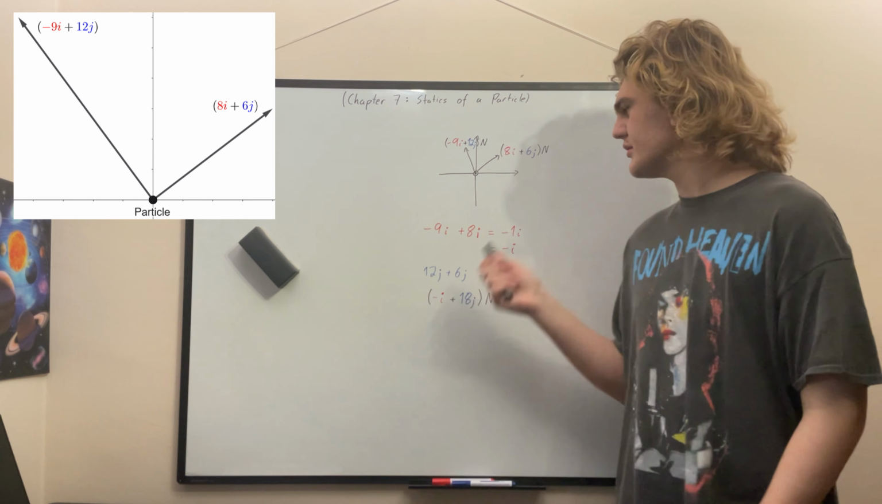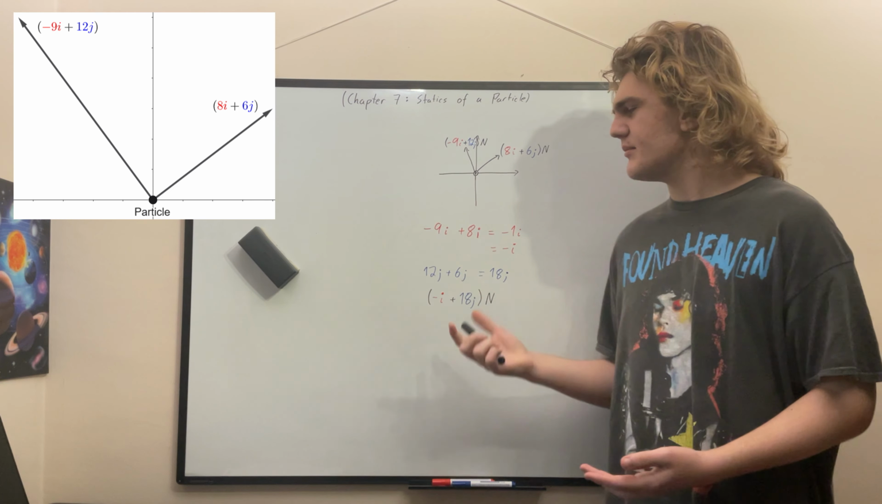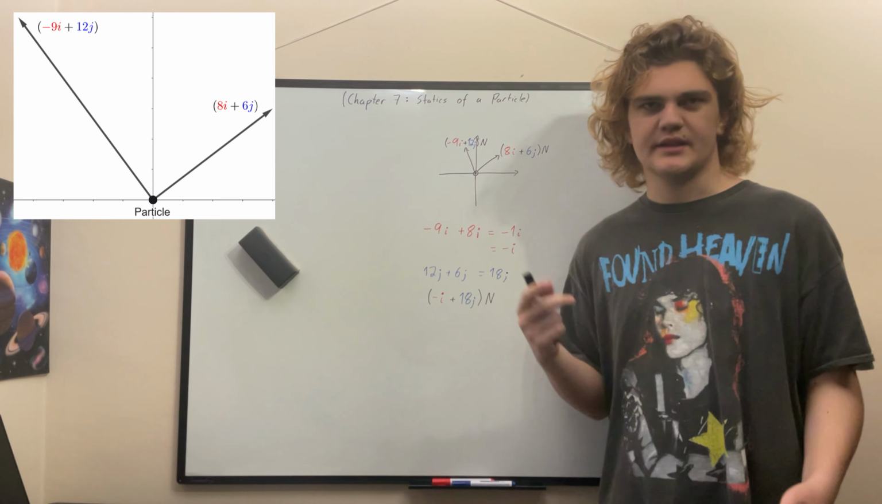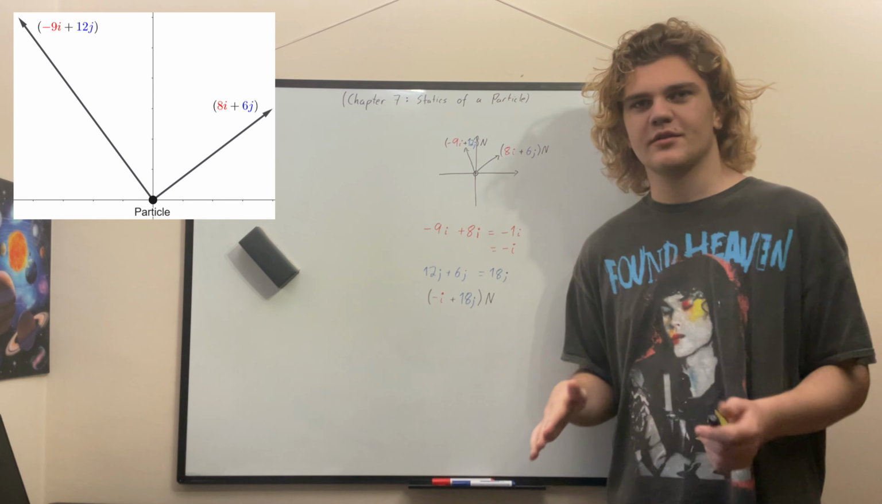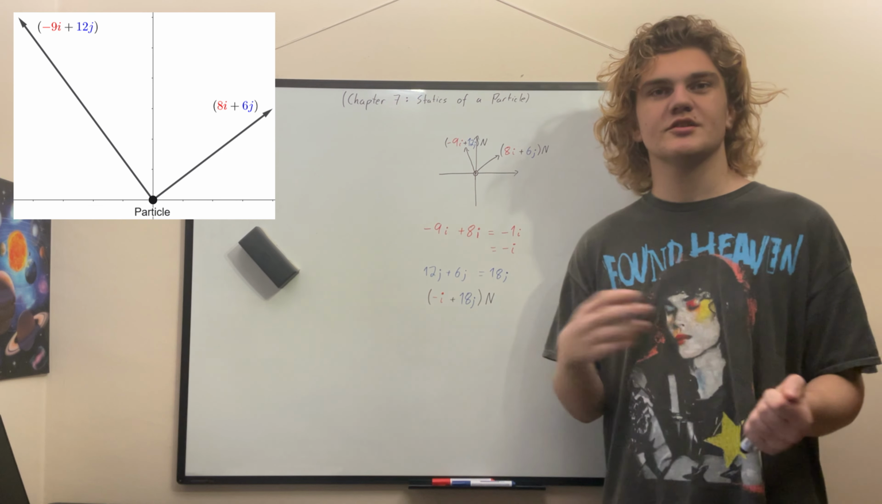It's important to note that i and j are not variables that you can solve. All they mean is left, right, up, and down. So they are not variables that you have to find the values of. We just use them to represent the directions that we're moving.